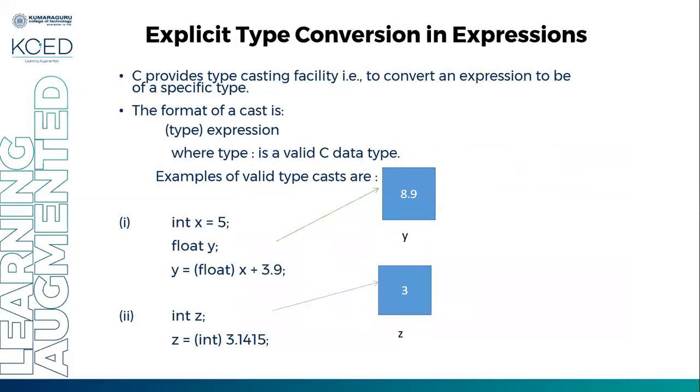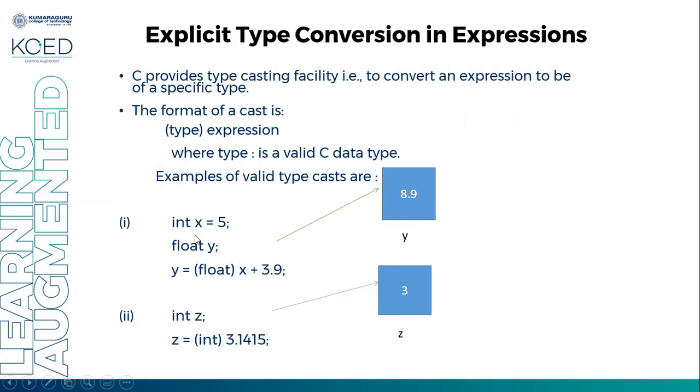We'll see some other examples of explicit type conversion. C provides a typecasting facility to convert an expression to a specific data type. The format of the cast is (type) expression. You should give the data type in open and close parentheses, followed by the expression. Type is a valid C data type. An example is given here.